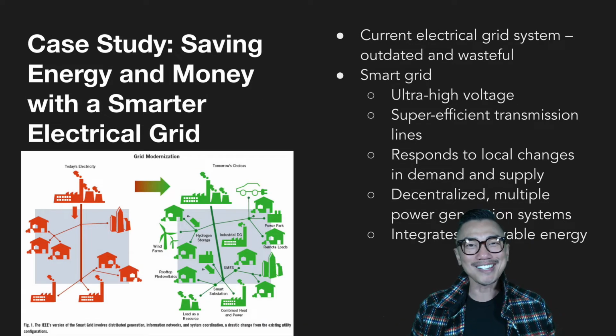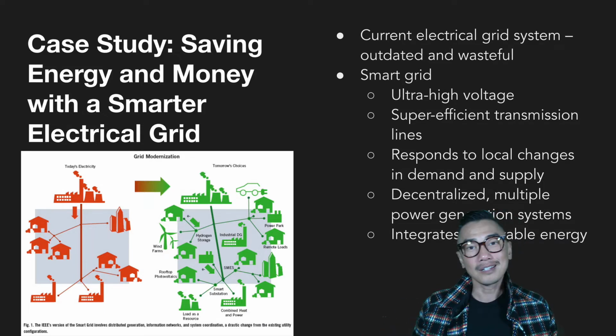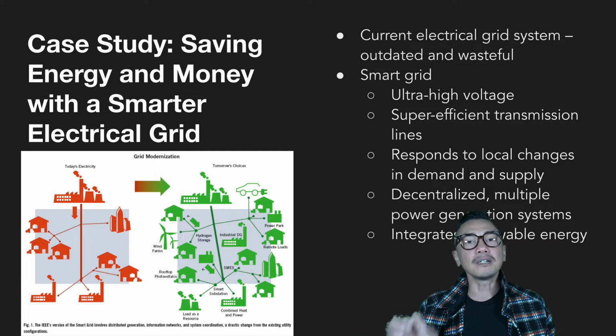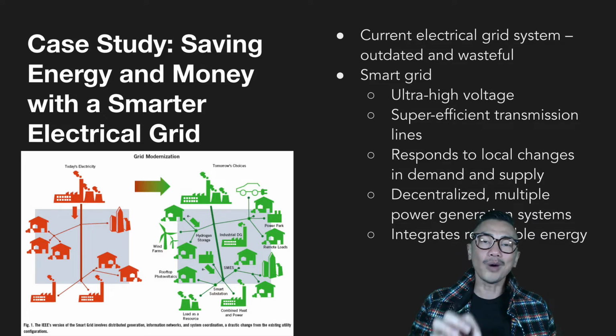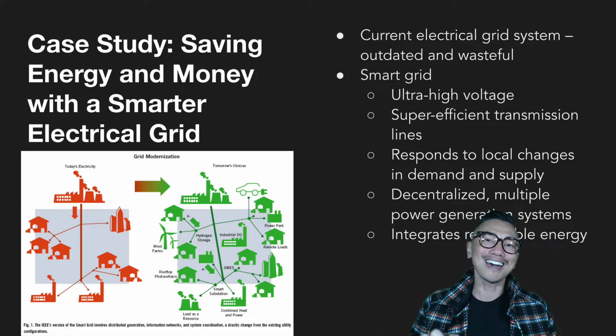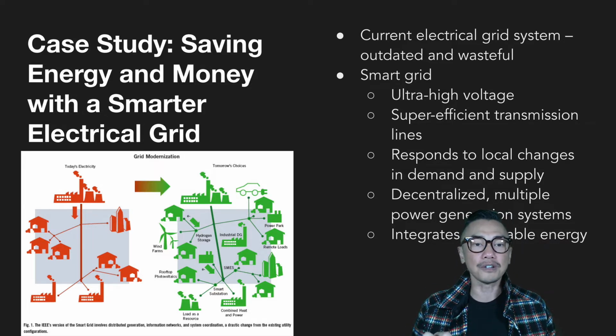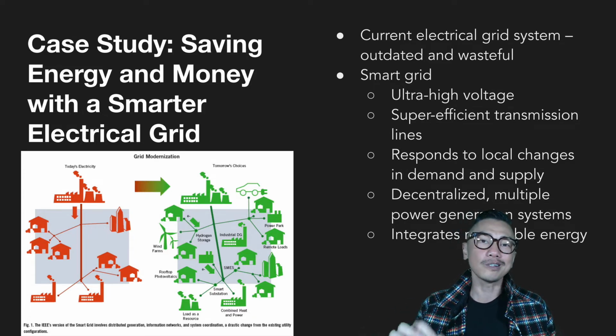An electrical grid is an interconnected network for electricity delivery from producers to consumers. Three main electrical grids provide power to the United States, and they're called the Western Interconnection, the Eastern Interconnection, and the Texas Interconnection, which was created by that state to avoid federal regulation. Another way that we can save energy, and thus money, is by switching from outdated and wasteful electrical grid systems that we currently use to more efficient smart grids.